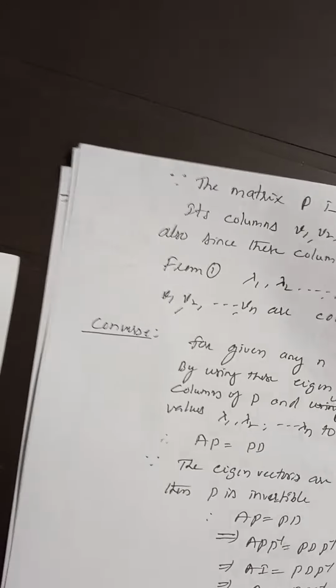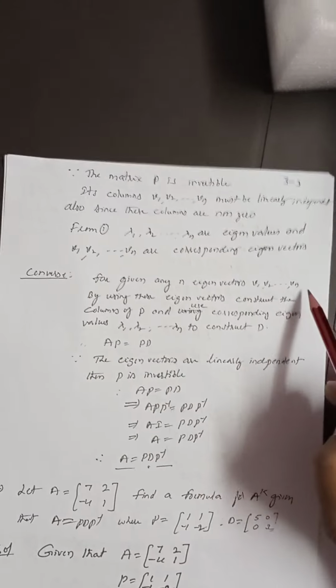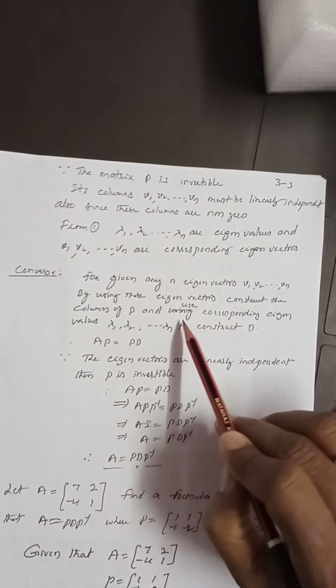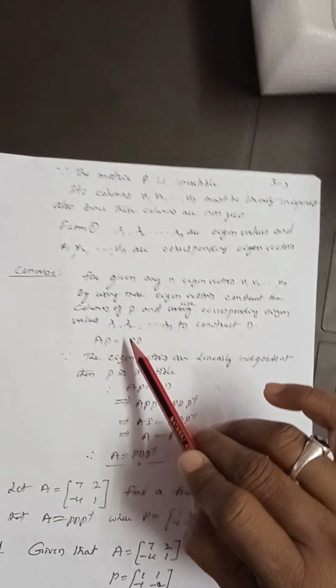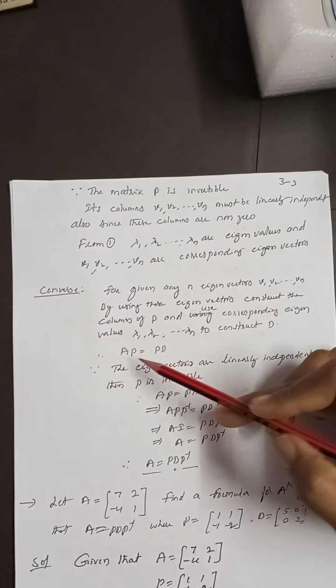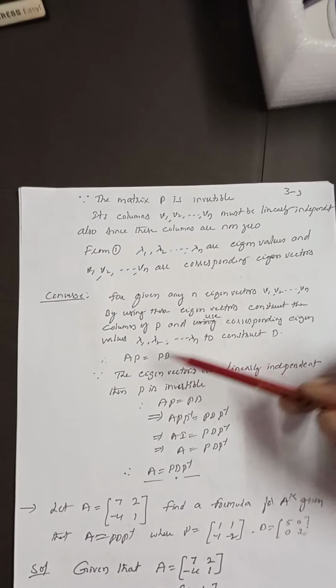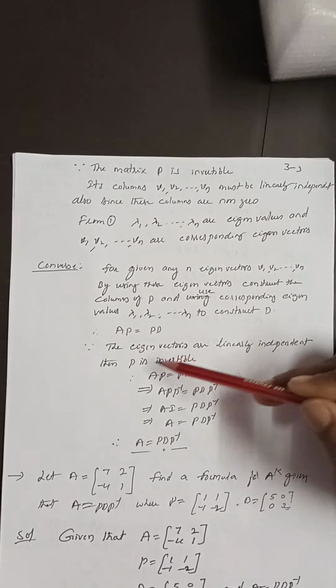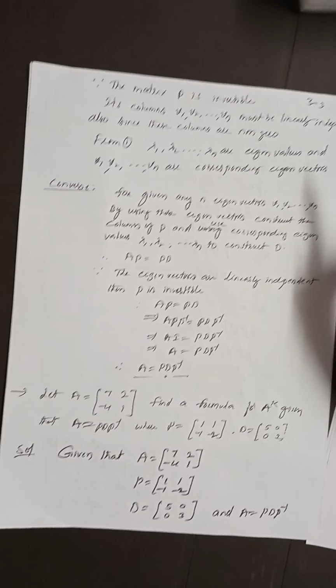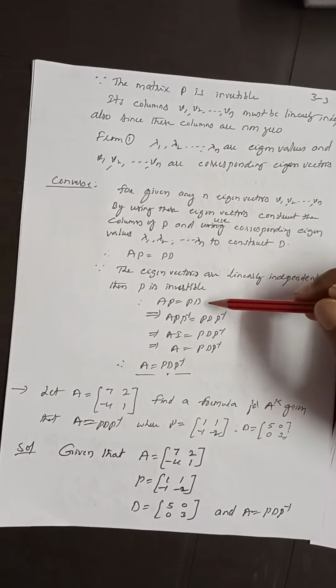What is the converse? The converse is, for any given n eigenvectors v1, v2 and so on vn, use these eigenvectors to construct the columns of P and use the corresponding eigenvalues lambda 1, lambda 2 and so on lambda n to construct D, right? See, therefore AP is equal to PD. The eigenvectors are linearly independent, therefore P is invertible by definition. If the eigenvectors are linearly independent, then P is invertible. That is, AP is equal to PD.